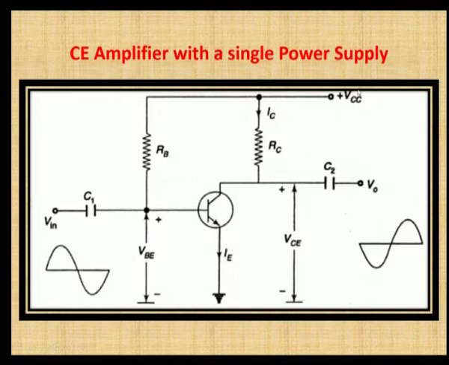Suppose this is fixed as 10 volts or 5 volts. If this IC is increased heavily, then you will be getting the output on the negative side. So, this is fixed and this is increasing as the base current increases. So, the output voltage across the collector emitter terminal will be on the negative side. So, you are getting 180 degrees out of phase with the input, right.